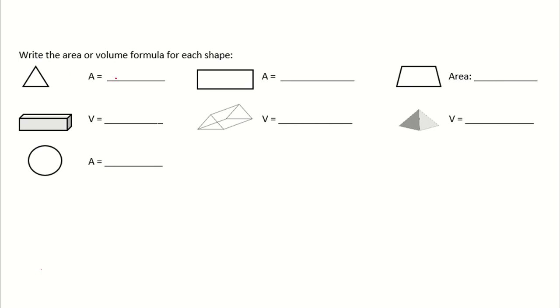Alright, the first one, that's a triangle. Area of a triangle is base times height divided by 2, or 1/2, but 1/2 is the same as dividing by 2. The next one, that's a rectangle. Rectangle area is base times height. This one's a trapezoid. Trapezoid formula is a little bigger. It's base 1 plus base 2 multiplied by the height, all of that divided by 2. And this would be base 1, that would be base 2, dotted line as a height.